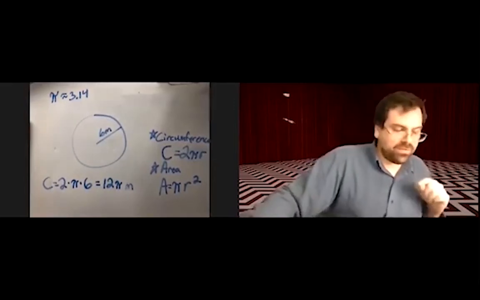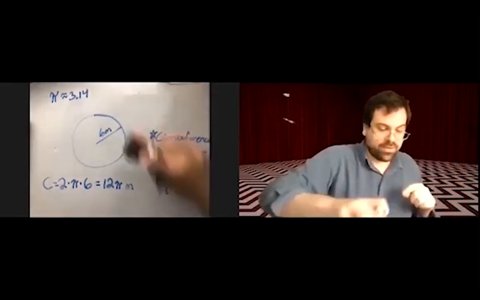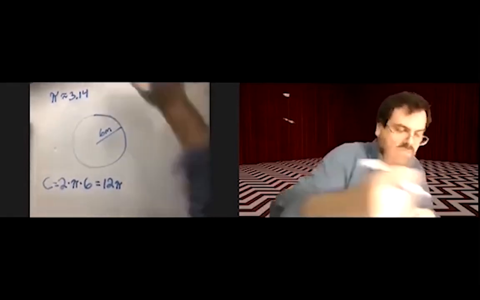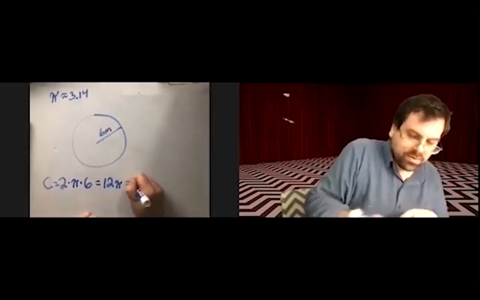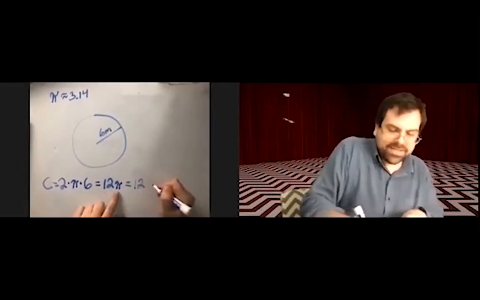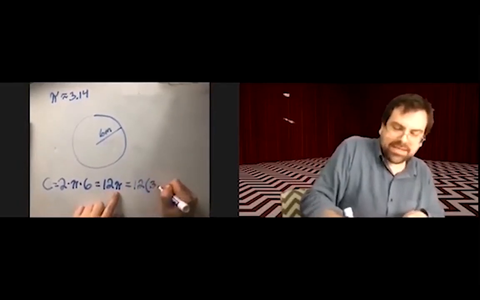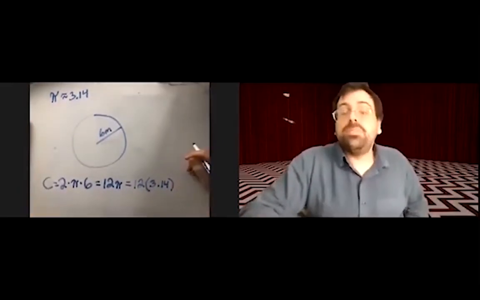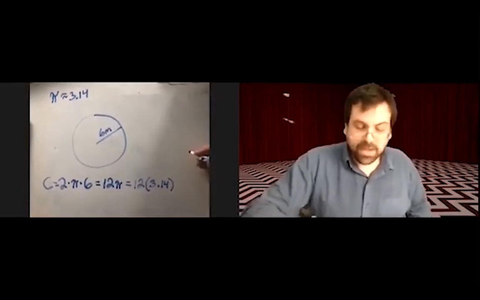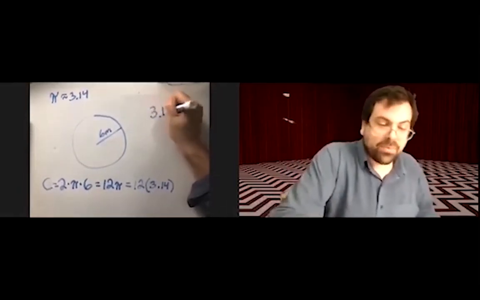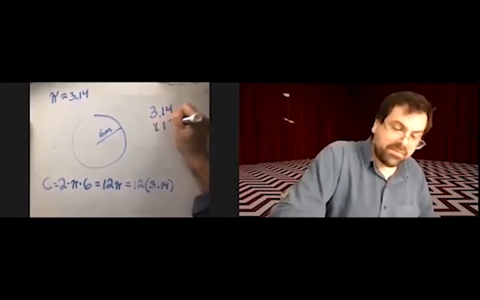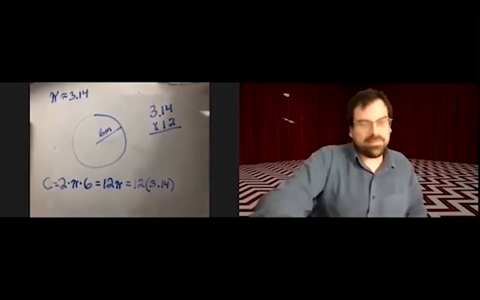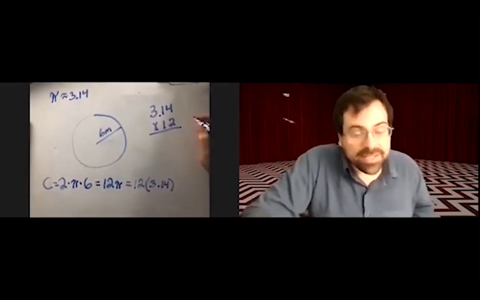Now let's also find an approximation. For an approximation, we just continue. And now instead of pi, we're going to replace it with its approximation 3.14. And we multiply 3.14 times 12. That's why we've waited until now, because we need to know how to multiply decimals.